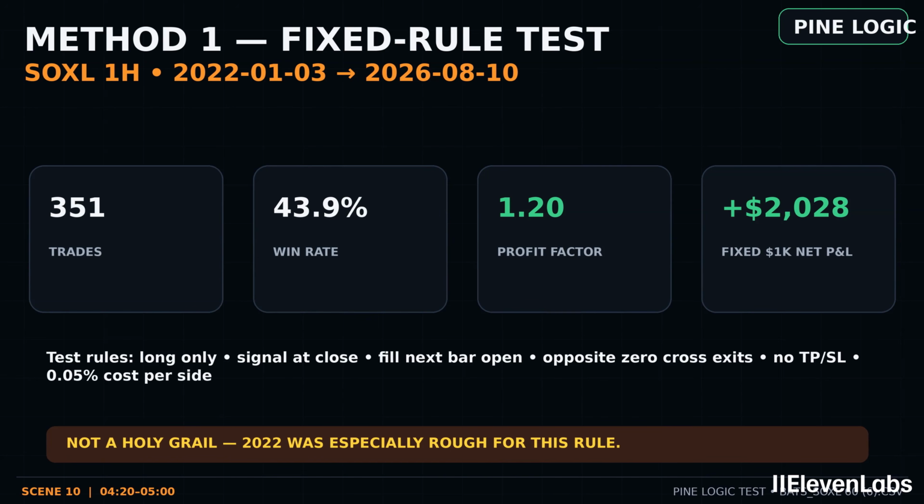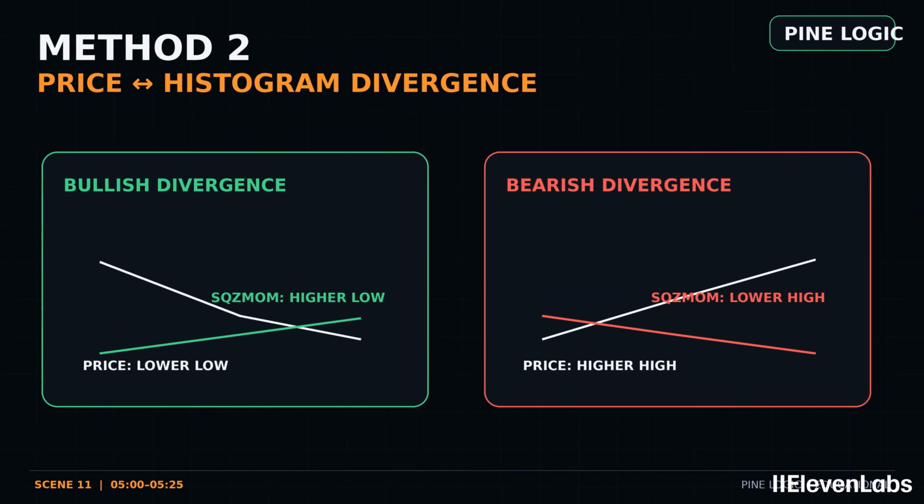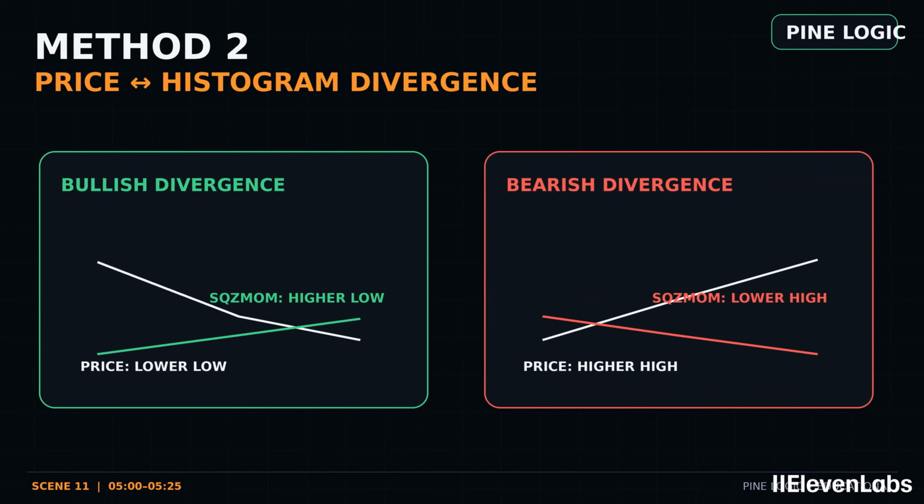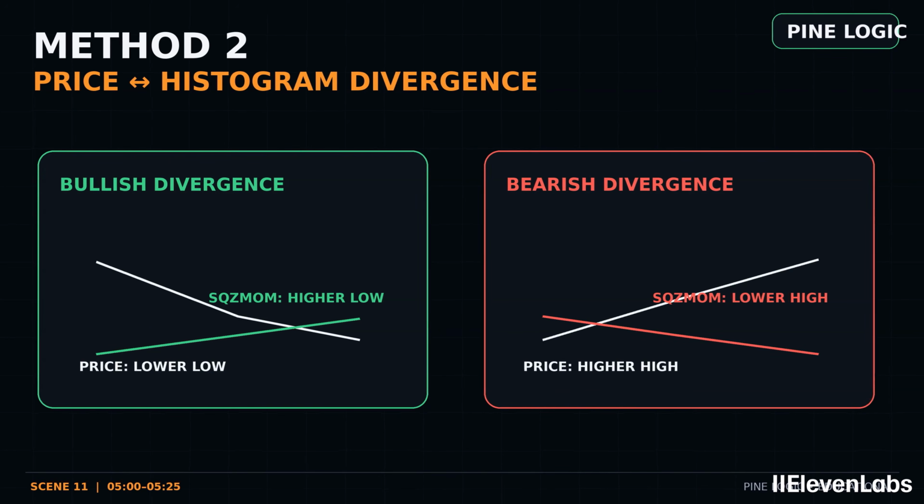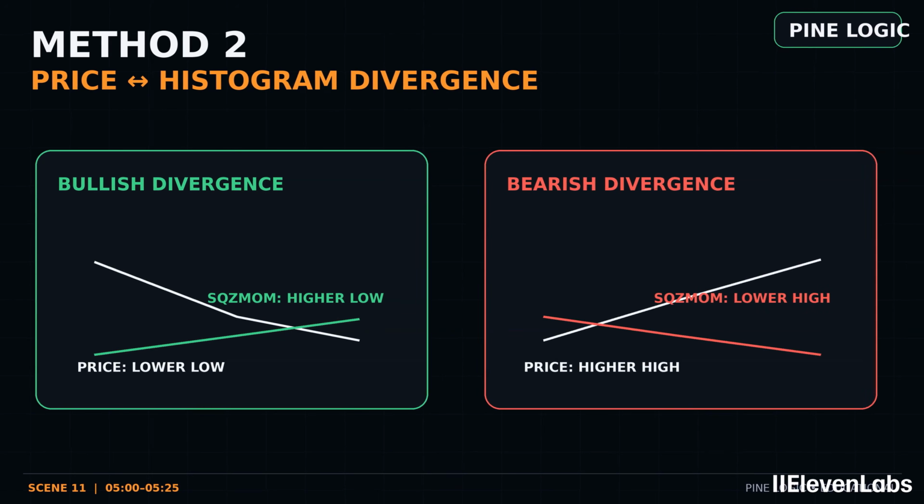Look at this SOXL example from October 2023. Price pushed to a marginally lower low, but the histogram refused to make a lower low with it. The second momentum trough was less negative. That does not guarantee a reversal, but it tells us something important. Price made new downside progress without a matching expansion in downside momentum. The two series are disagreeing.